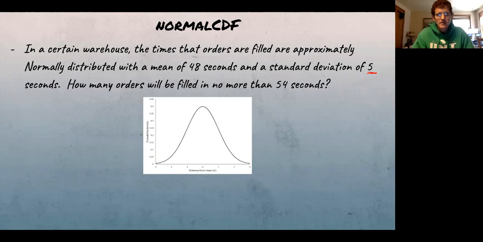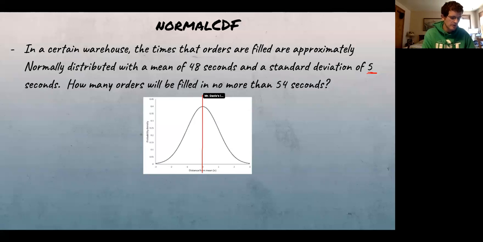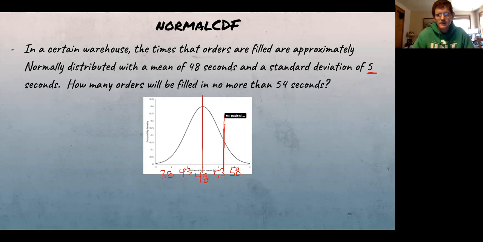So how many orders will be filled in no more than 54 seconds? That's the same question we just did. But my situation has changed. Now, let's see, 48, so that's going to be 43, 38, this is 53, 58. There it is. So 54 seconds is going to be somewhere about right here. It's bigger than 1 standard deviation away. And I want to find all the orders that are no more than 54 seconds.